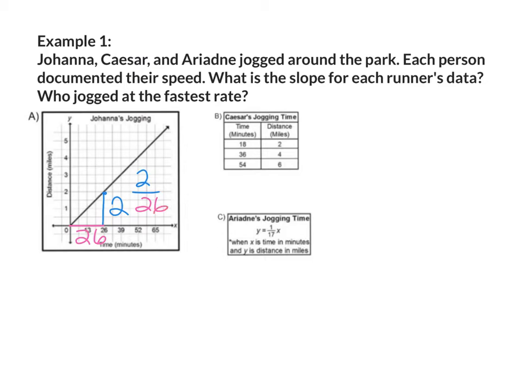Now I want to convert this to a decimal. So 2 divided by 26 gives me 0.08 miles per minute.